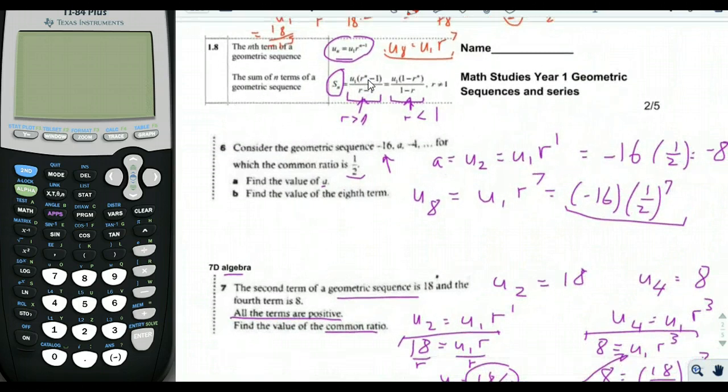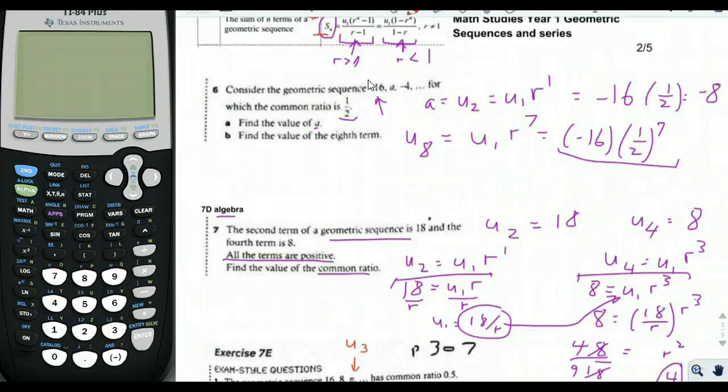So what I was saying was that you're going to use these 2 formulas whenever you do these geometric sequence and series problems. You're going to use the term formula when you want to find the nth term, and you're going to use the sum formula whenever you want to find the sum of the first n terms. Okay? So first question, consider the geometric sequence -16, a, -4.